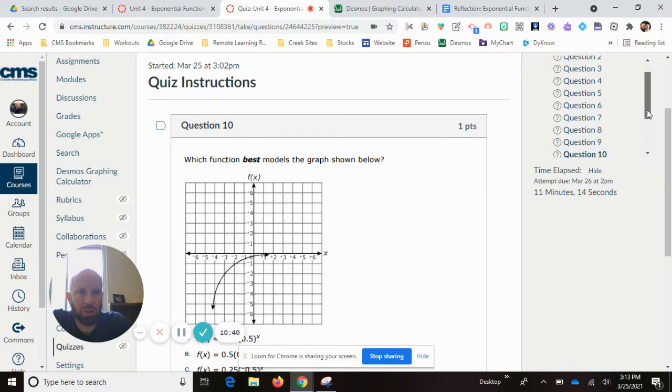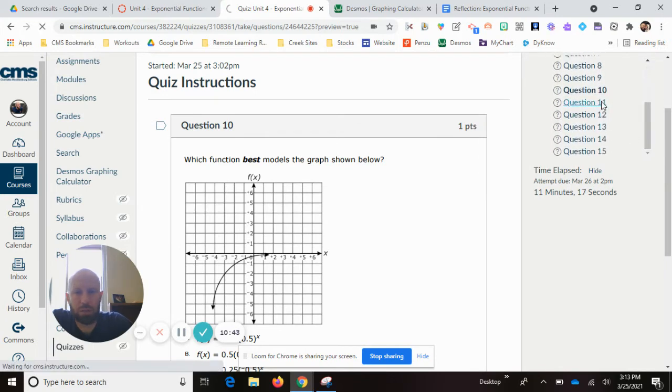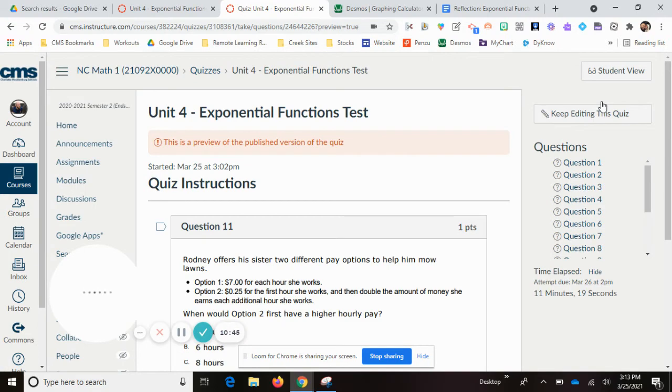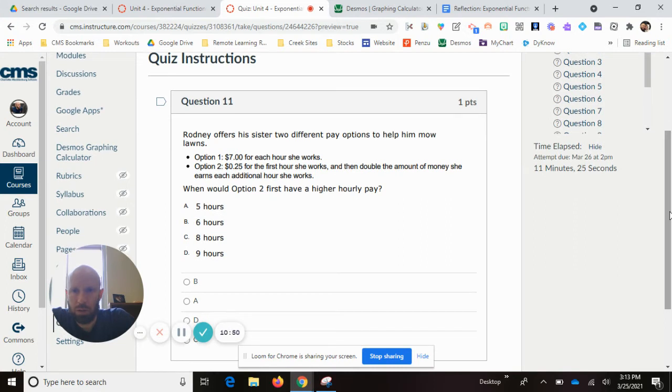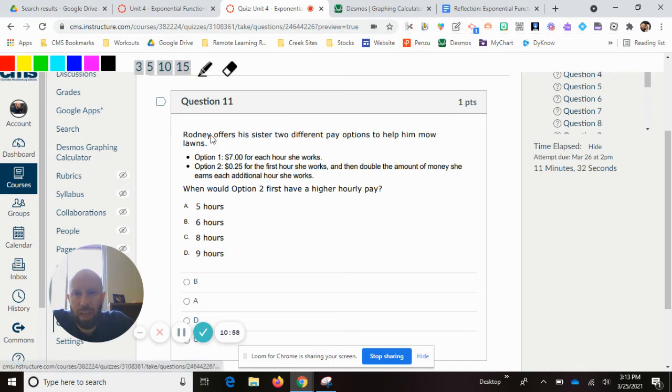Let's go to question 11. Question 11 is located here. This one's a bit tricky. We're going to need to write some equations. Option 1, $7 for each hour she works. So if we're going to graph that, that would just simply be 7x, making $7 an hour. So however many hours you're working, you put that in for x. So if you're working 2 hours, it'd be 2 times 7. If you're working 10 hours, it'd be 10 times 7.